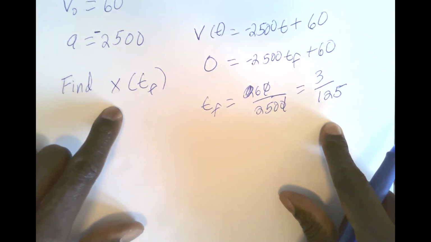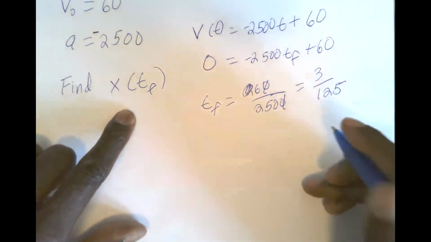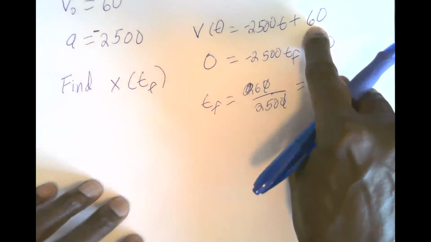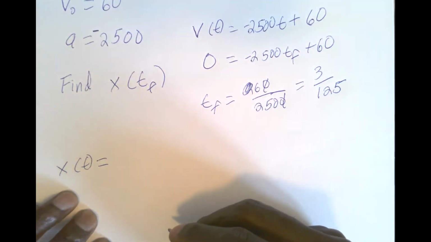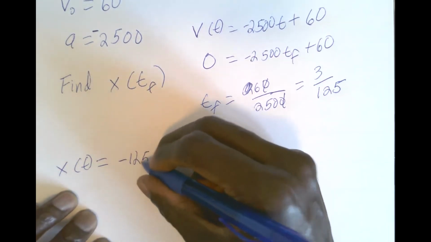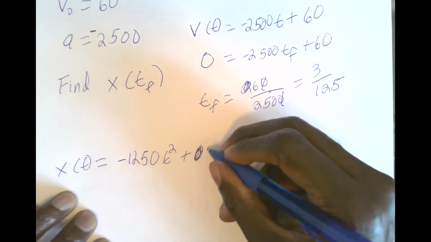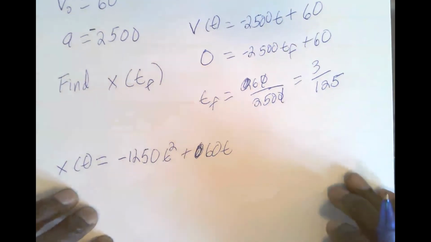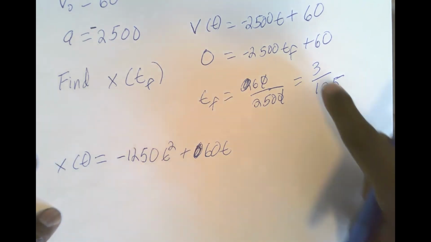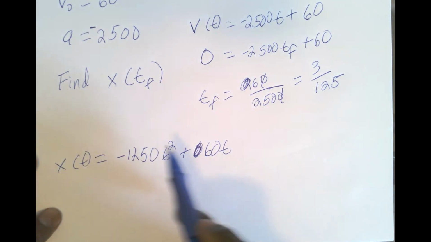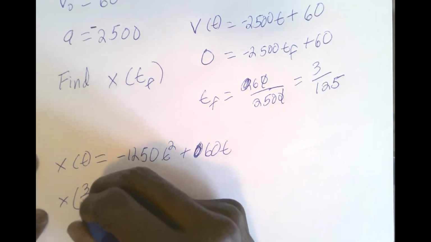Again, I'm trying to find x of t sub f. So I can integrate the velocity function to find x of t, and just plug in this value for t. So let's get the position function. The position function, which I'll call x of t again, will be negative 2,500 over 2, so negative 1250 t squared plus 60t, plus the initial position. Again, I'm going to make the initial position be 0. So now, to solve the question, all we have to do is plug in 3 over 125 for t, because 3 over 125 is t sub f, and I'm trying to find x of t sub f. So x of 3 over 125.